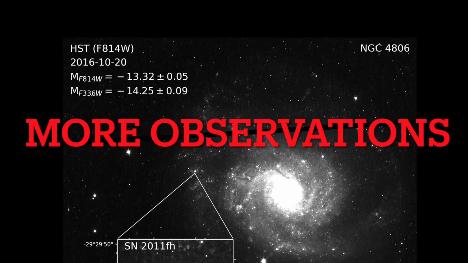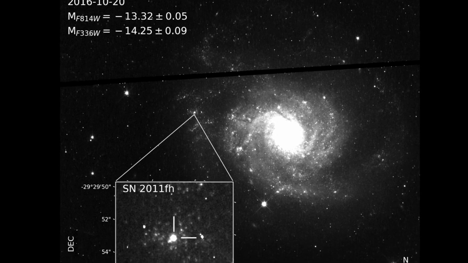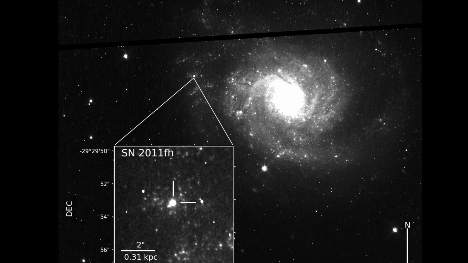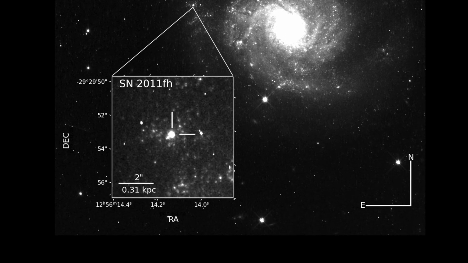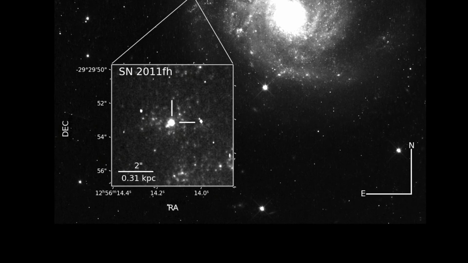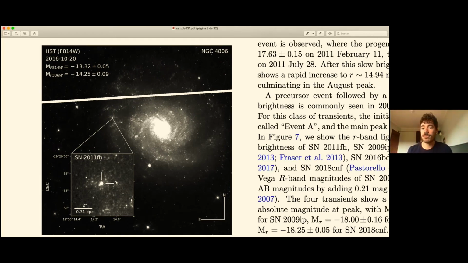The source was observed again by the Hubble Space Telescope 5 years after the explosion of 2011, in 2016. And it was very surprising to see that the source was still there and that it was still very bright. Our main conclusions of this work are that the progenitor of 2011 FH was a very young star and also a very massive star that could possibly have been a luminous blue variable.